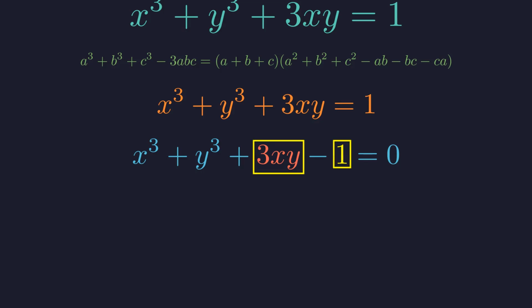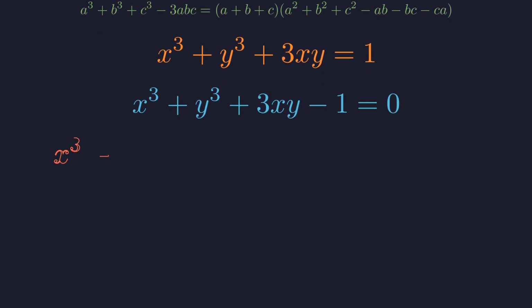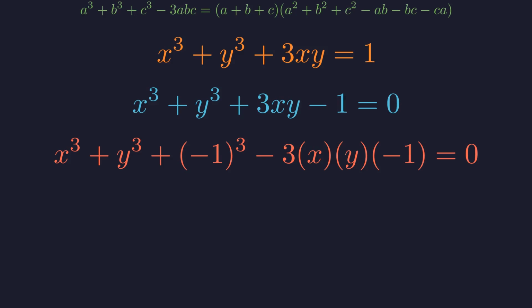Now for a clever trick. We need a c cubed term and a minus 3abc term. Notice that minus 1 can be written as minus 1 cubed, and 3xy can be rewritten as minus 3 times x times y times minus 1. Now our equation matches the identity perfectly. Here a is x, b is y, and c is minus 1.